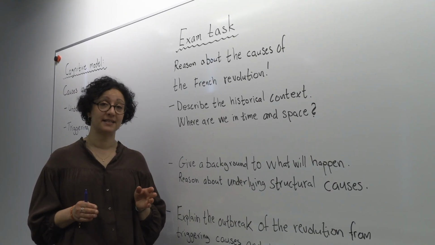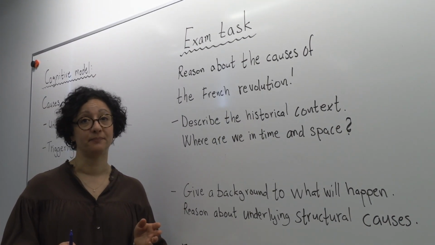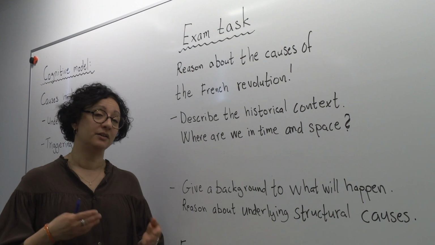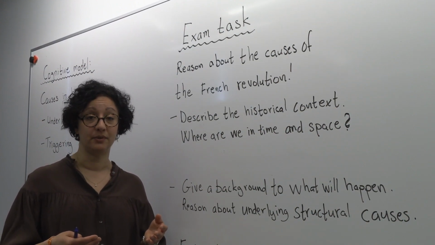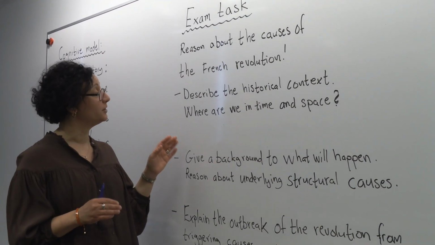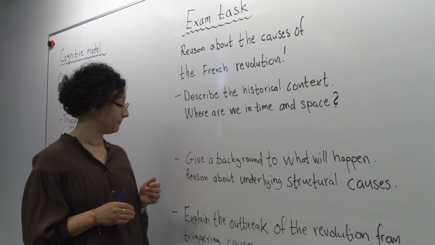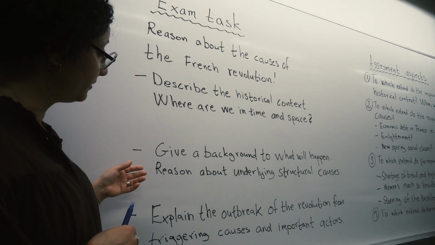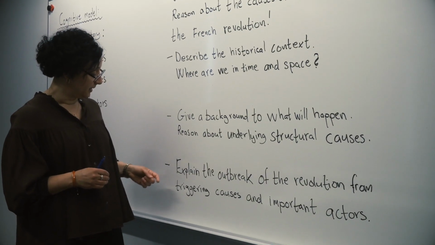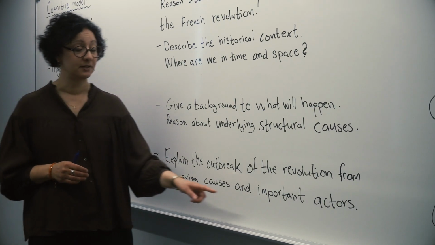So the exam task I will give my students is: reason about the causes of the French Revolution. And to help them, to give them this frame, I will give them some underlying pointers that they can use to develop their reasoning about the causes. So the underlying pointers are: describe the historical context. Where are we in time and space? Give a background to what will happen. Reason about underlying structural causes. And last, explain the outbreak of the revolution from triggering causes and important actors.